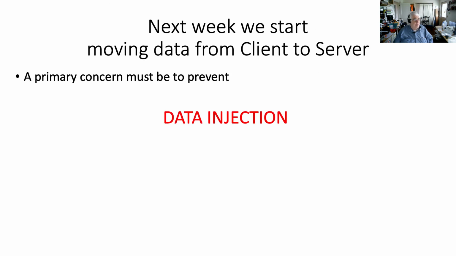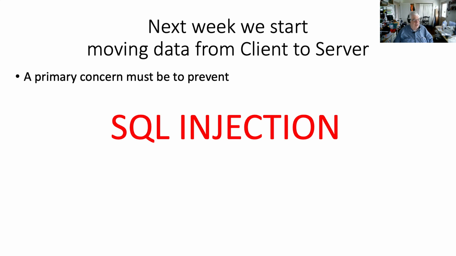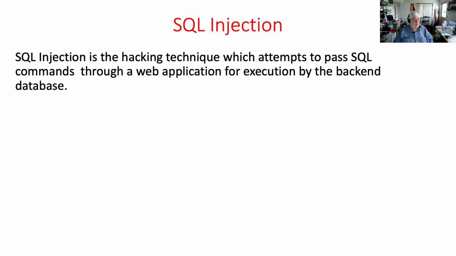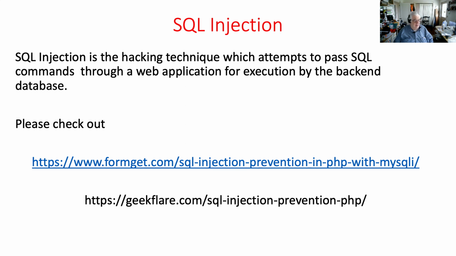All right. Next week, we're going to start moving data from the client to the server. To date, we've been telling you how to get data from the server out to the client. A primary concern must be to prevent SQL and data injection. SQL injection is bad, and it's really bad, and it gets worse, and it's just terrible, and it's something you want to avoid. So what is SQL injection? Well, SQL injection is a hacking technique which attempts to pass SQL commands through web applications for execution on the back-end database. And you ought to check out this link and that link to get more details.